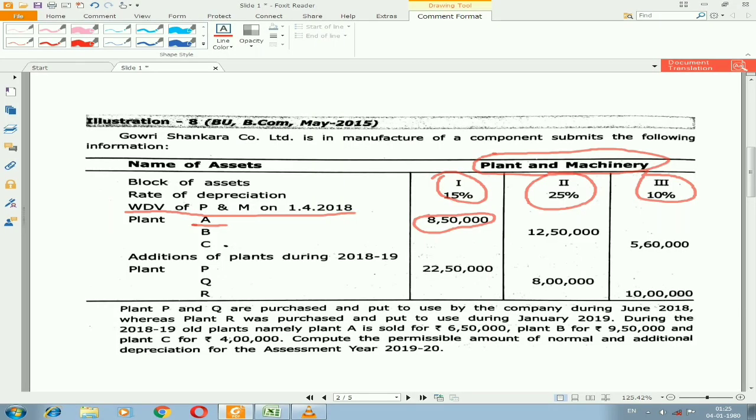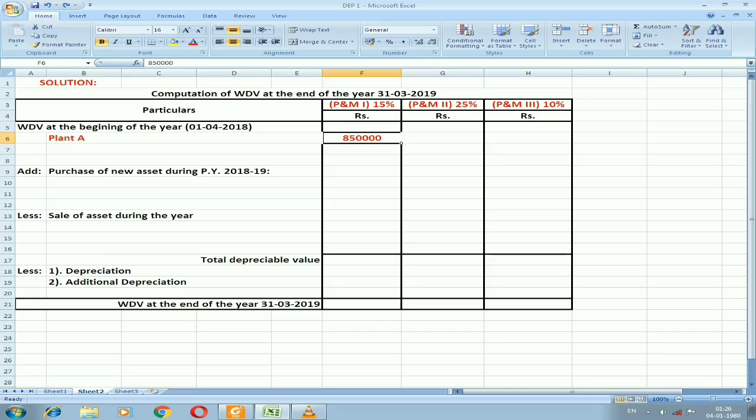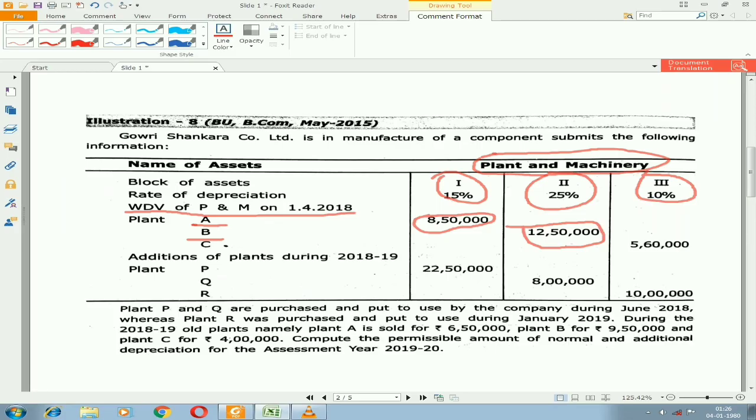Next we have plant B, the opening WDV, amount of rupees 12,50,000. That 12,50,000 we are supposed to consider in the second block, which is the second column. So I'm writing plant B. This amount is written in the second block, which is related to the second plant and machinery. Next I need to consider plant C on 1/4/18, which is the amount of rupees 5,60,000.